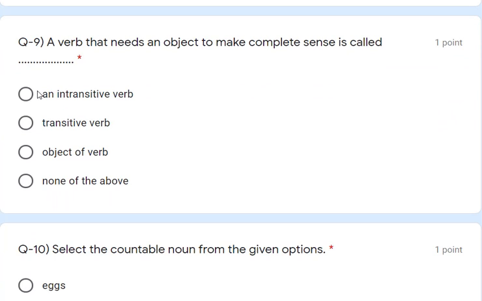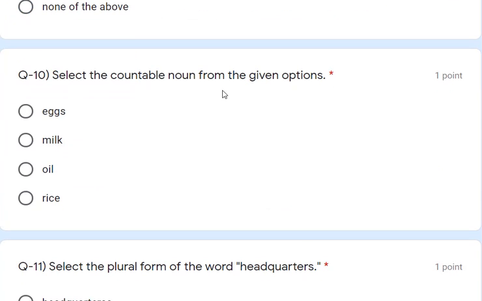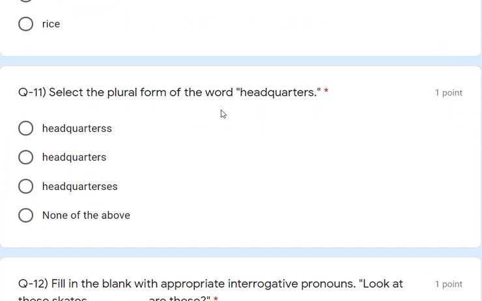Question number 9. A verb that needs an object to make complete sense is called? What kind of verb do we call it? Transitive verb. Right? It needs the help of an object. So, that kind of verb we call a transitive verb. Select the countable noun from the given options. So, which is the countable noun? That is, X is the countable noun. Select the plural form of the word headquarters. What is the plural form of headquarters? Headquarters only. That is the answer.